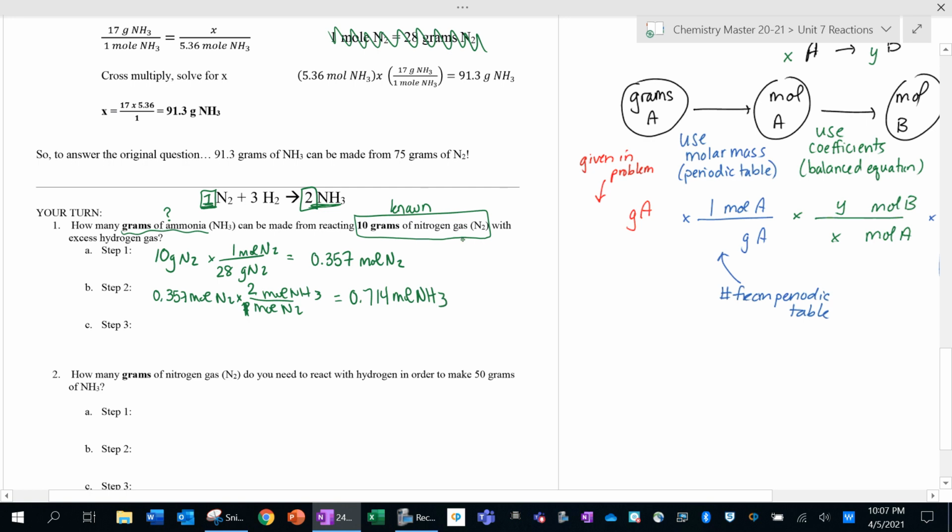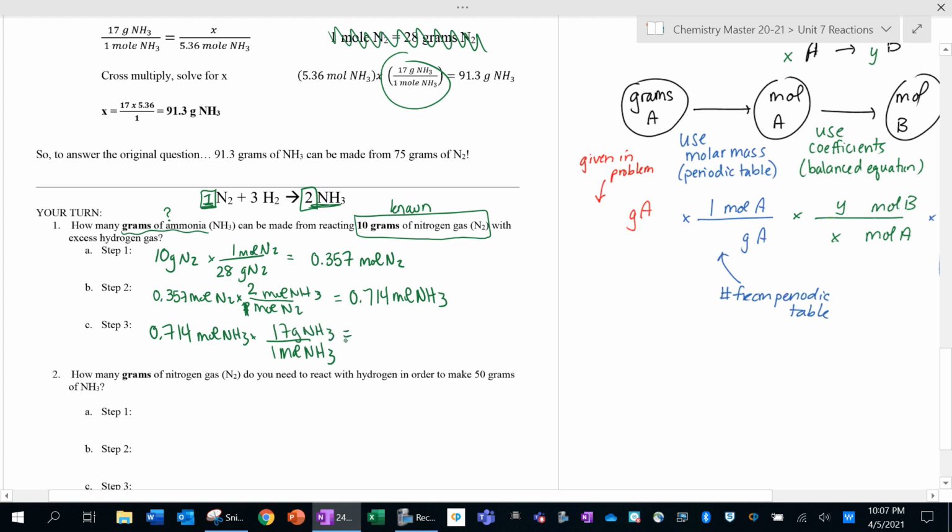And then my last step, I want to find grams of NH3. So I'm going to take my moles of NH3, and we're going to look at the periodic table and add up the molar masses. Remember, we did that up here, and we saw that 1 mole of NH3 weighs 17 grams.